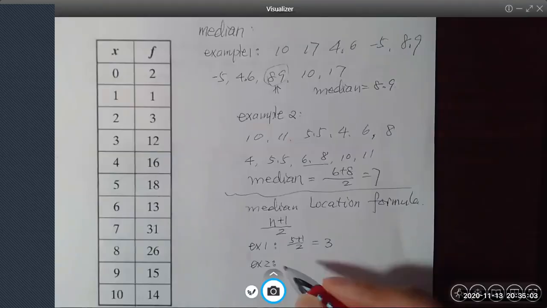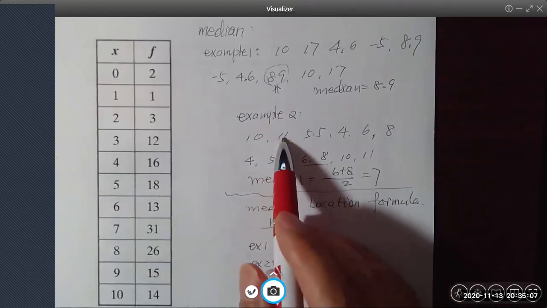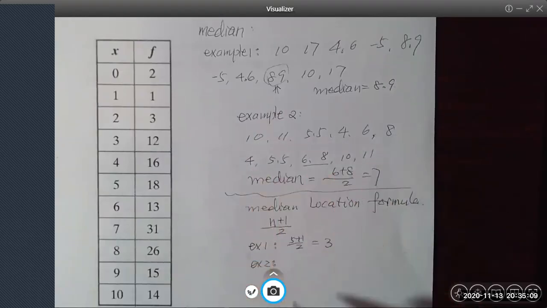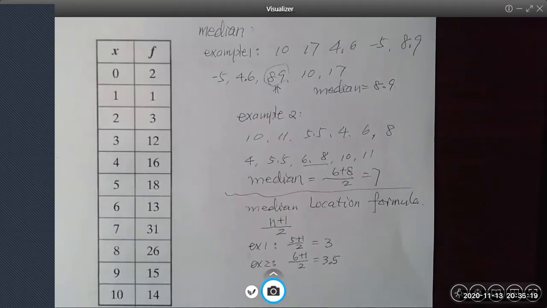Okay, second example, we have 6 numbers. So n equals 6. So location is 6 plus 1 divided by 2. That's 3.5. How come location is 3.5? Actually, this makes a lot of sense. 3.5 is between 3 and 4, in the middle of 3 and 4. This decimal is just an indication that you have 2 numbers sitting in the middle.